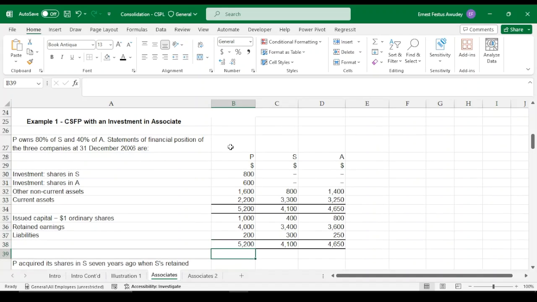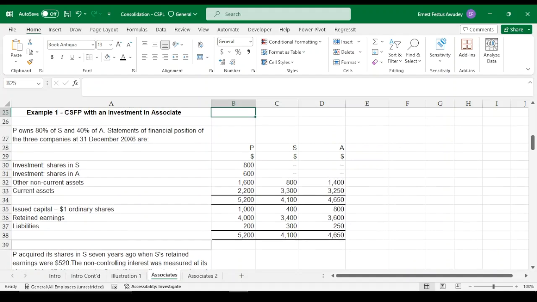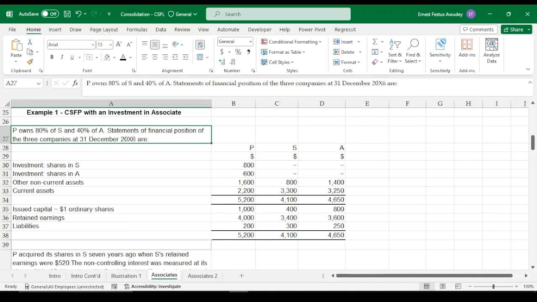All right, so let's quickly look at an example here, and then we will see what all that we are talking about in English. So let's get into the calculation and see what we have here. We have these financial statements of P, S, and then A. So what we are going to do is that we have P owns 80% of S.